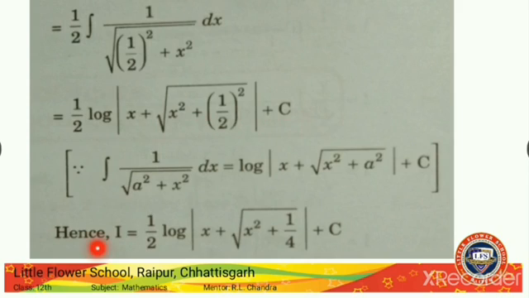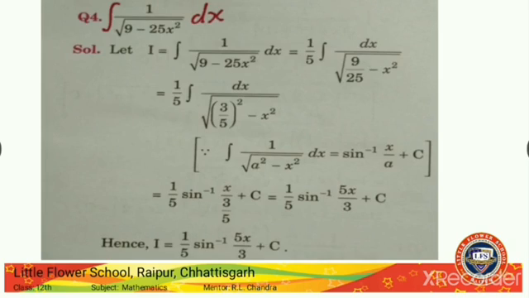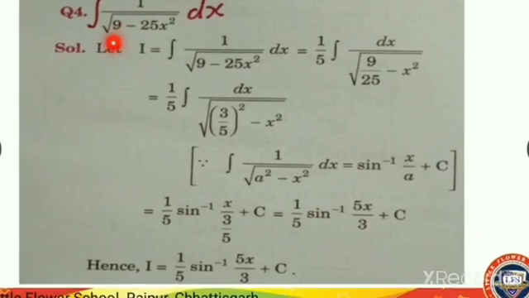After calculation we are getting I is equal to 1 upon 2 log absolute value x plus root x square plus 1 upon 4 plus arbitrary constant. Now see question number 4.